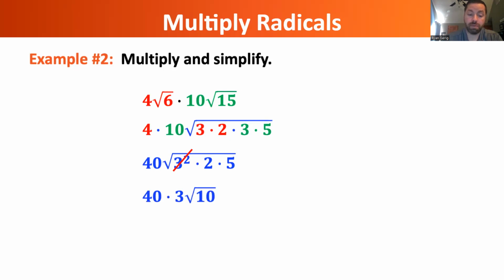The 2 and the 5 can multiply together to give me 10 back under the radical. They didn't cancel the radical because there wasn't a squared. All right, so last step is just do 40 times 3, which is 120 radical 10.